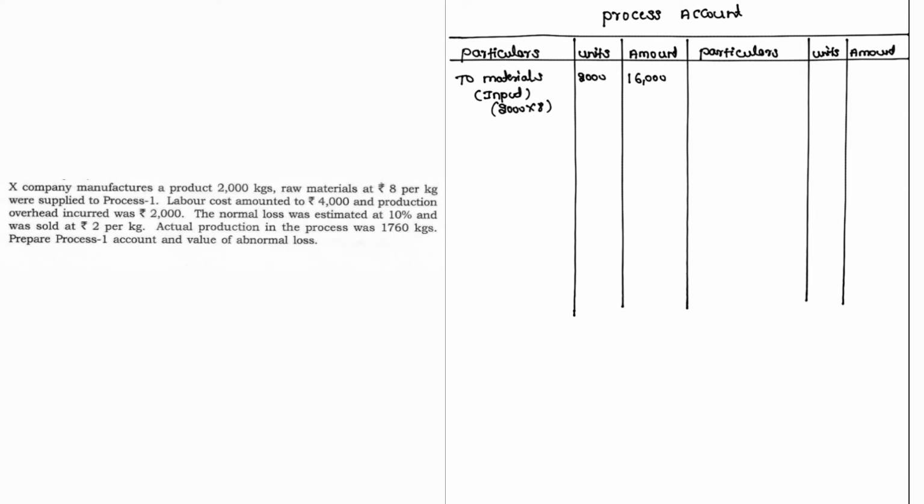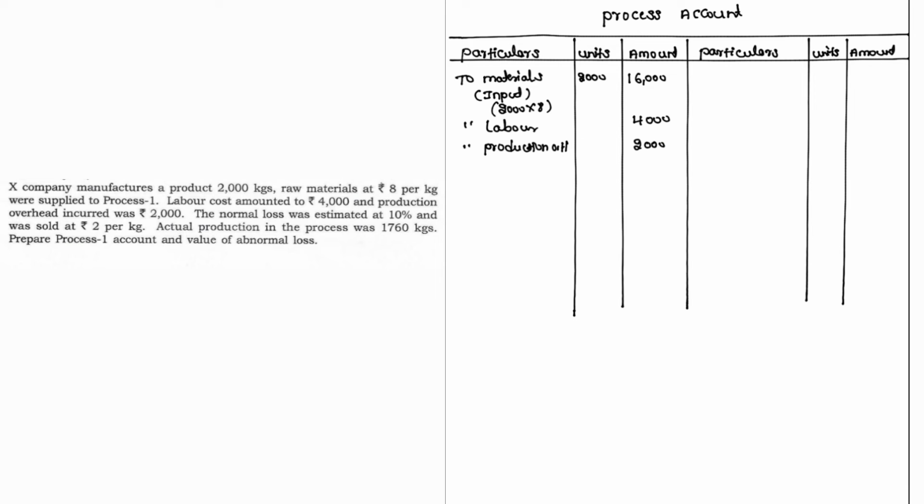Next, to labor cost, directly the given amount 4000. Next, to production overhead, these are also expenses, so we have to record on the debit side of your process account. Production overhead rupees 2000.